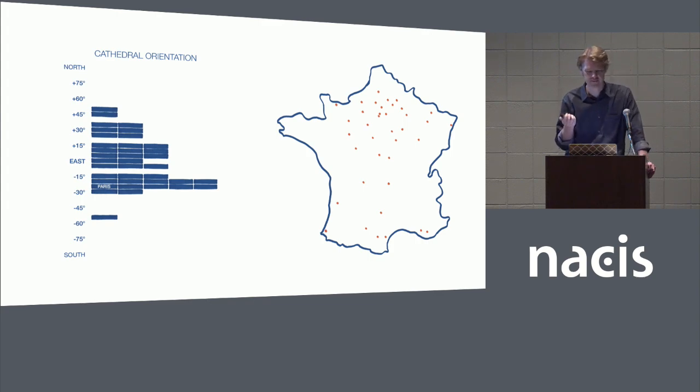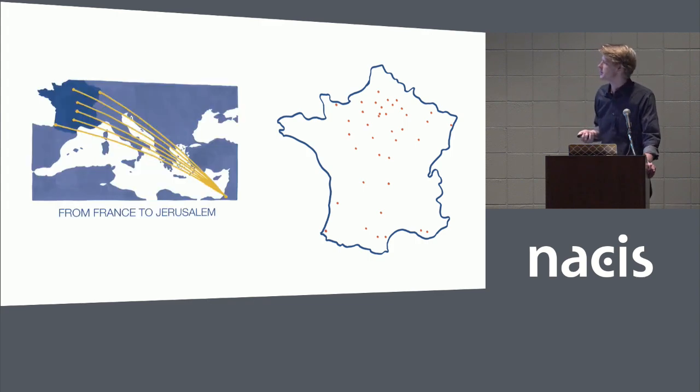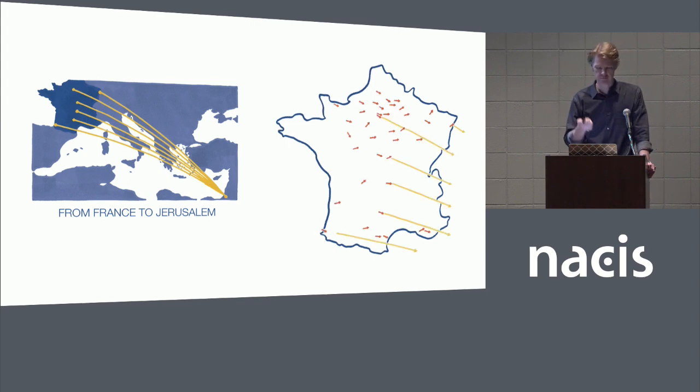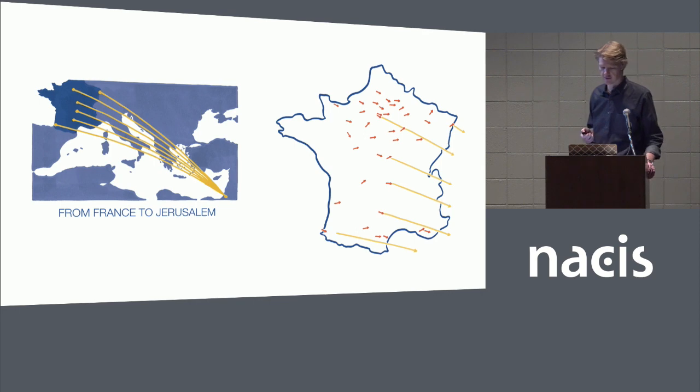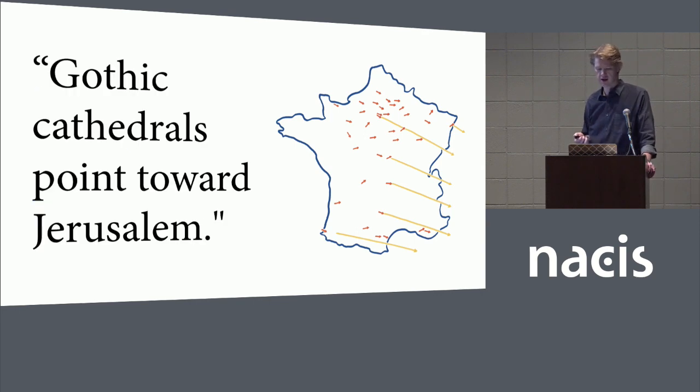But what does it mean to face Jerusalem? Well, when we look on a map, we can see that France is pretty big. And so depending on where you are in France, facing Jerusalem means something different. I combine it all in a single map. You might call this a thematic map, with all the cathedral orientations and the directions towards Jerusalem, and I learn, do Gothic cathedrals point towards Jerusalem?